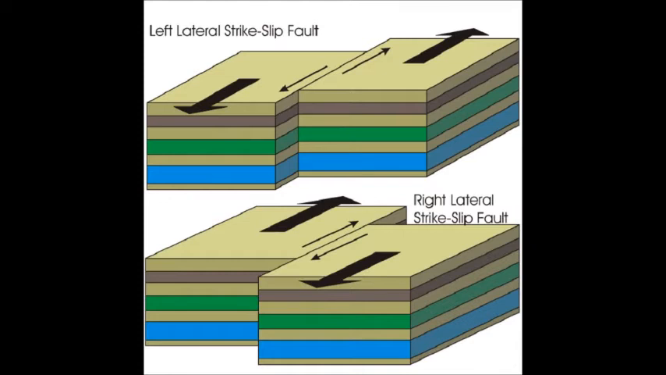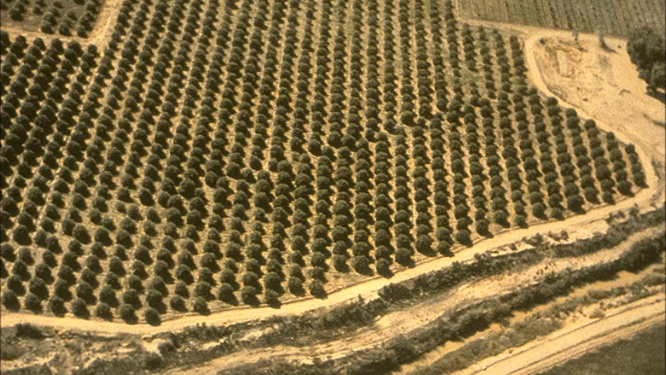For a fault to be a left lateral strike-slip fault, the displacement of the far block will be to the left when viewing from either side of the fault, and for a fault to be a right lateral strike-slip fault, the displacement of the far block will be to the right when viewing from either side of the fault. The most common example of a strike-slip fault, as well as the focus of the remainder of this video, is the San Andreas Fault.